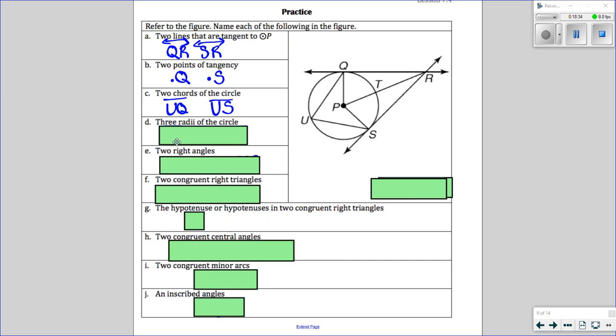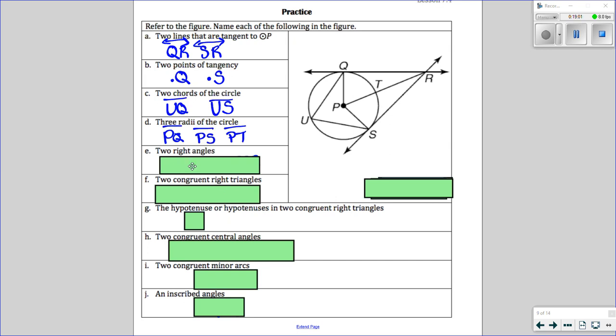Name 3 radii of a circle. Radii is a plural for radius. Radius starts at the center and then goes to a point on the circle. So we have PQ and PS. And also PT. Because if you're looking at it, you see that the T is right there where the line intersects with the circle. So that point from P to T is a radius.